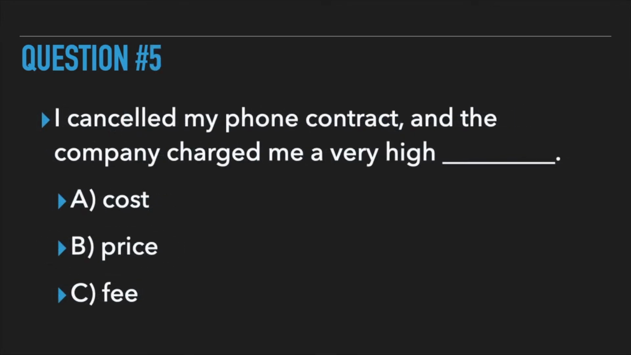Question number 5. I canceled my phone contract and the company charged me a very high blank. Which is the best choice? A, cost. B, price. C, fee. The answer is C, fee. The company charged me a very high fee.